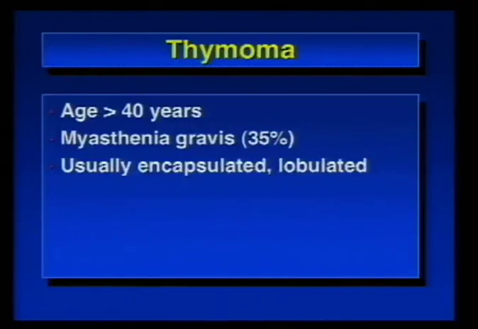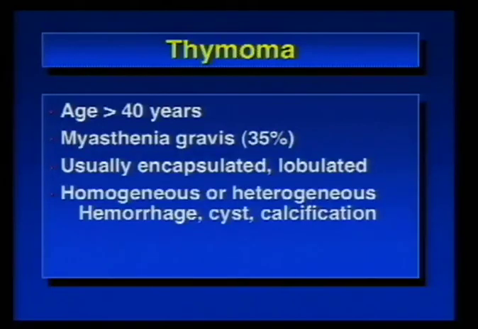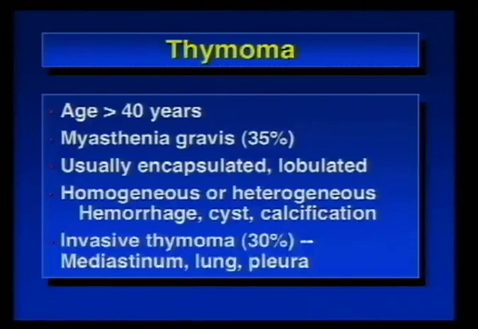Thymomas are usually encapsulated, but they can be lobulated. They don't have to be round or oval. They can be homogeneous most commonly, but occasionally they are heterogeneous, and this can be a little bit confusing when you see them presenting heterogeneously, because they can have hemorrhage, cystic elements, or calcification. And invasive thymoma accounts for 30% of all thymomas, and this can invade the mediastinum, lung, or pleura. So it tends to be irregularly and poorly marginated.